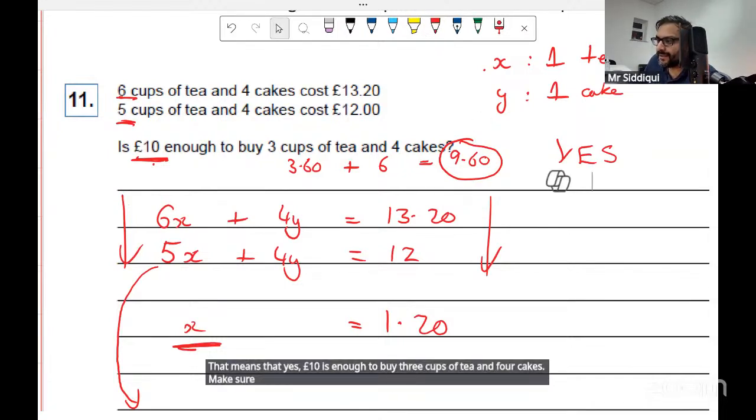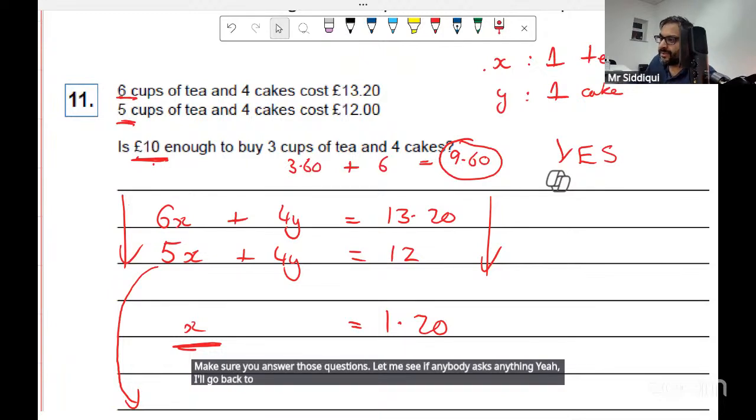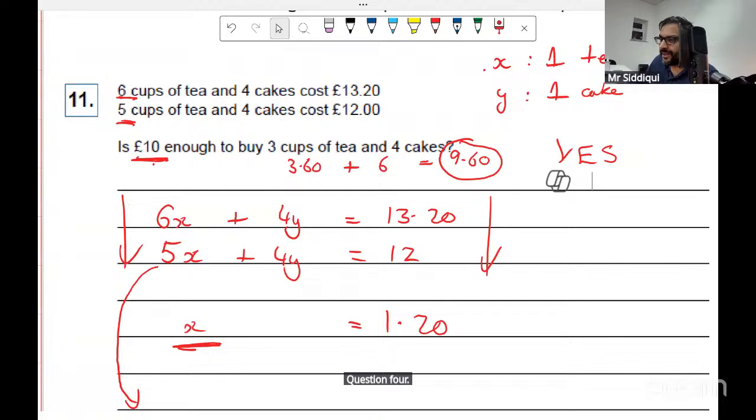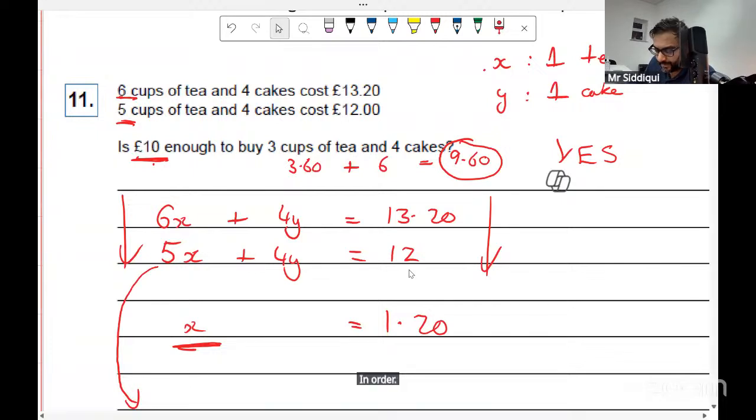Let me see if anybody asked anything. Yeah, I'll go back to the year 9 booklet one thing. I'm just doing these in order, really. Question 4, yeah, I'll get through every question, don't worry. I'm just doing it in order. What people have asked me.